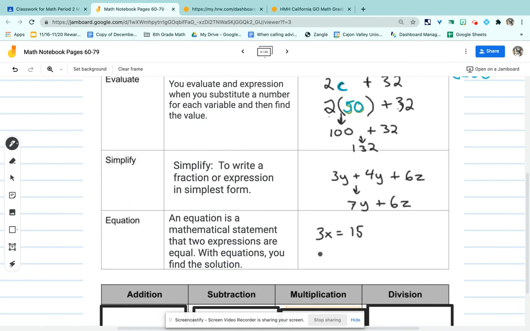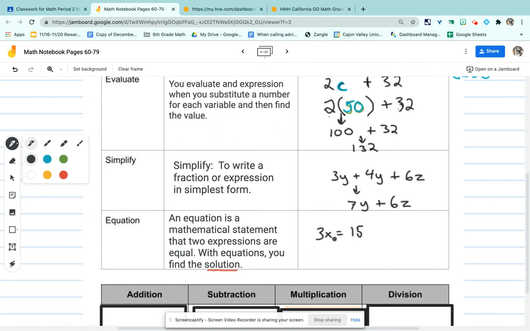Now, equations can be solved. With an equation, you find the solution. Okay, and that's what I'm going to do here. I can find the solution to x. And this is new to you guys. I'm not expecting you to fully understand what I'm doing here, but my job to find the solution of x is to get x by itself. We've talked about this before, but if I can get x by itself on one side of the equation, then I'm done. I know what it equals.